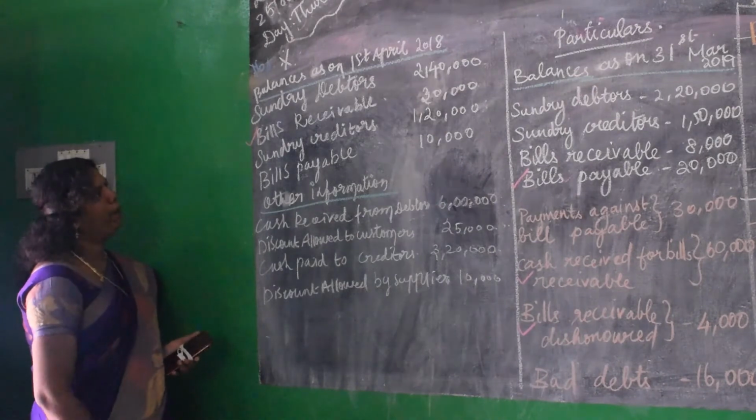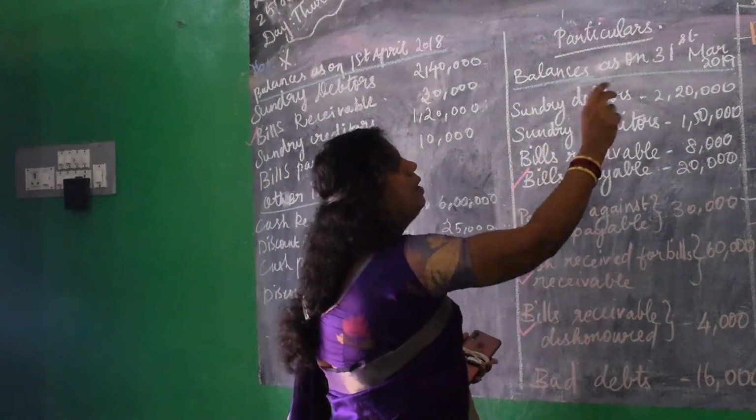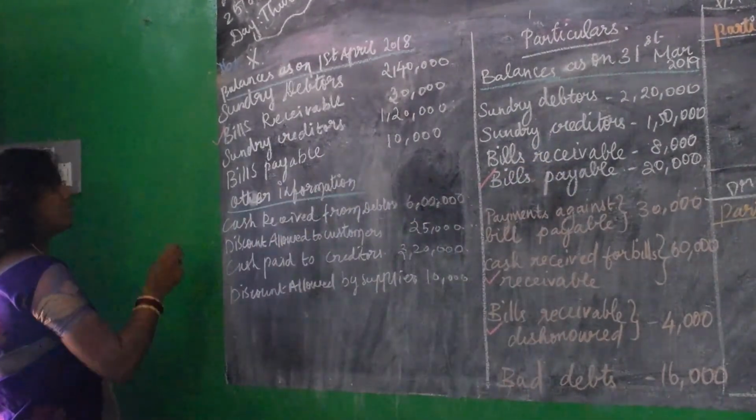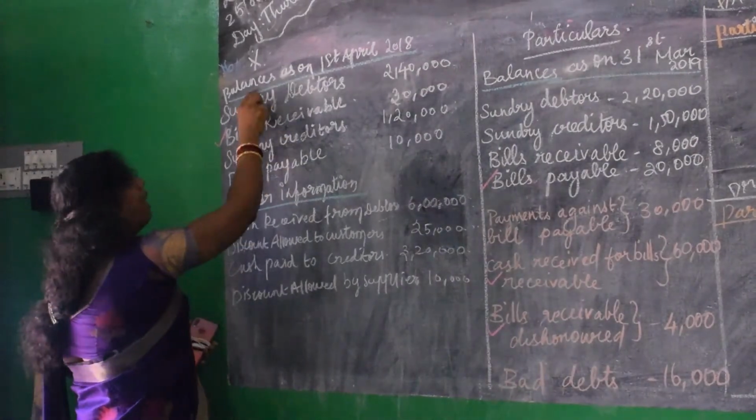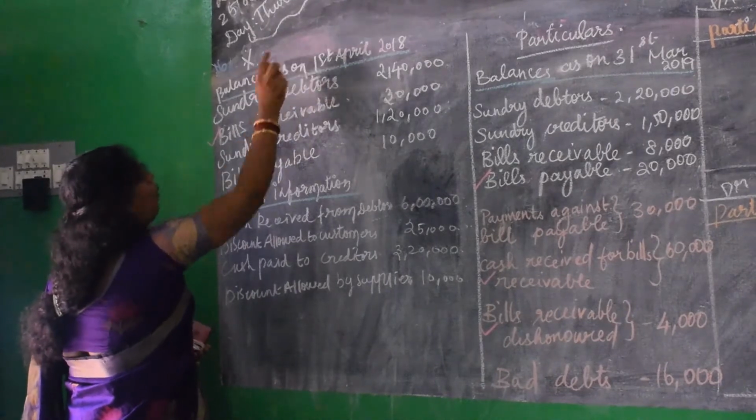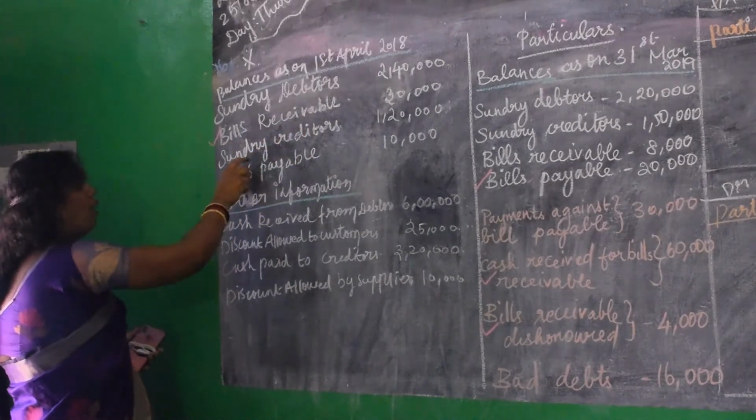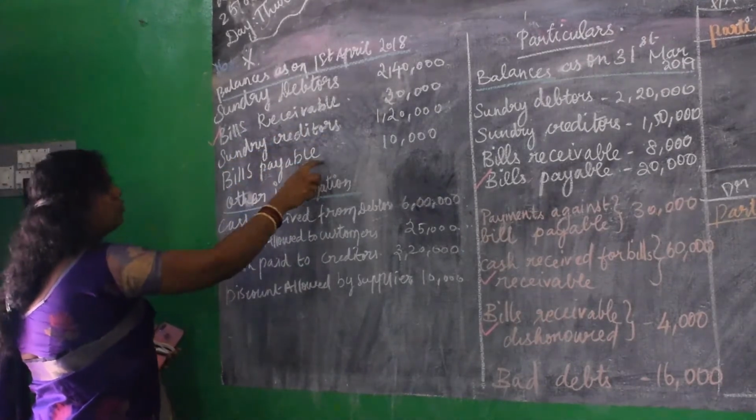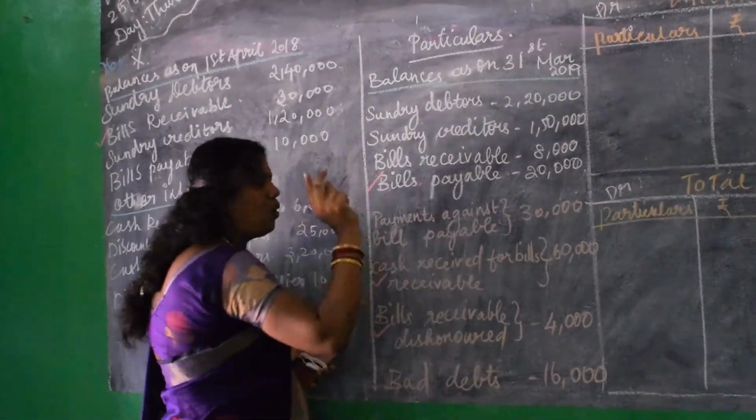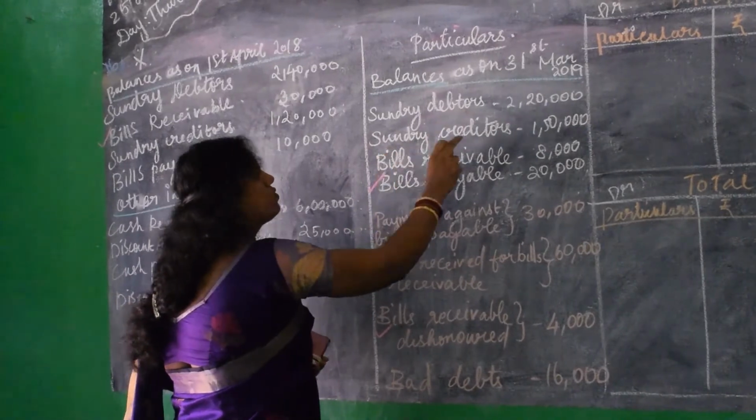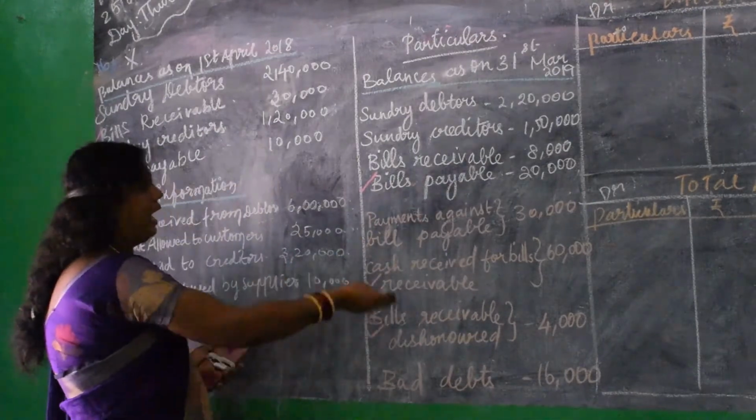While preparing these kinds of sums, we should give first preference to finding out the bills receivable. So, select the transaction which is connected with the bills receivable. Yes, bills receivable balance as on 1st April. This indicates the opening balances of the sundry debitors, bills receivable, sundry creditors, and bills payable. Likewise, the balances as on 31st March indicate the closing balance of sundry debitors, sundry creditors, bills receivable, and bills payable. These are the other information.